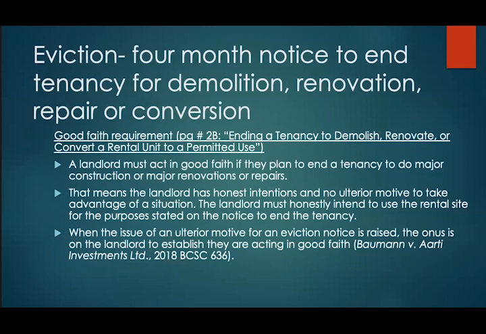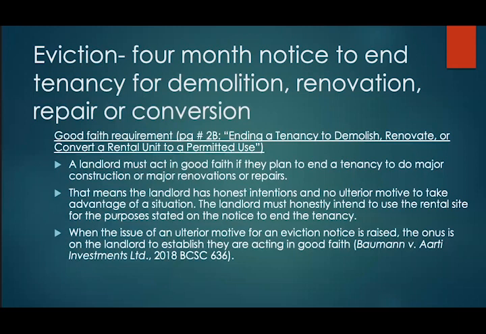So a landlord has to act in good faith if they plan to end a tenancy to do major construction or major renovations or repairs. That means the landlord has to have an honest intention and no ulterior motive to take advantage of a situation. The landlord must honestly intend to use the rental site for the purposes stated on the notice to end the tenancy. And when the issue of an ulterior motive for an eviction notice is raised, the onus is on the landlord to establish they are acting in good faith.